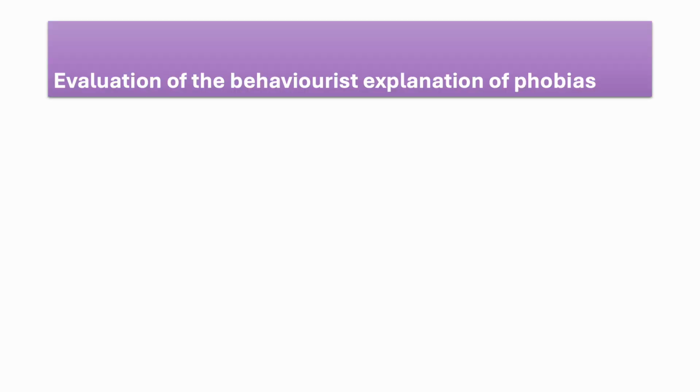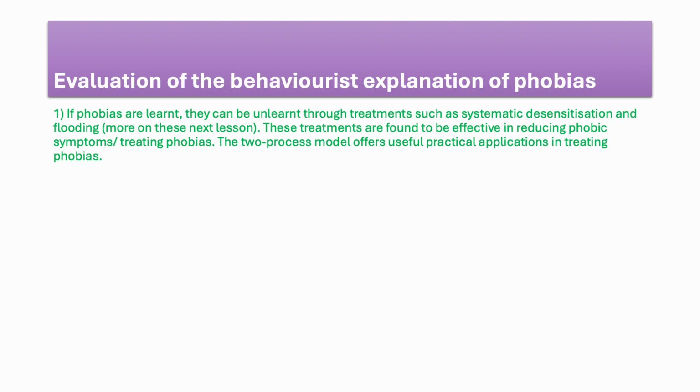So the main strength of the behaviourist explanation of phobias is the practical application, based on this assumption that if phobias are learnt, then they can be unlearnt. And they can be unlearnt through the treatments that we're about to examine shortly in this video: systematic desensitisation and flooding. They are both effective treatments that have been found to reduce phobic symptoms and successfully treat individuals with phobias. So therefore, the two-process model offers useful practical applications in the treatment of phobias. And that is ultimately all we want a theory to be in psychology. We want the theory to be sound and to have useful practical applications to help improve people's lives.